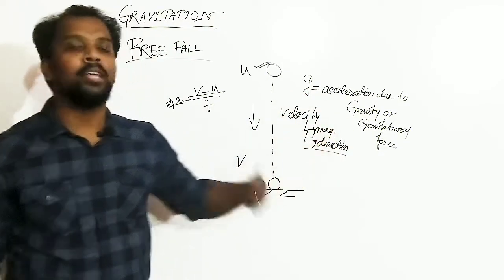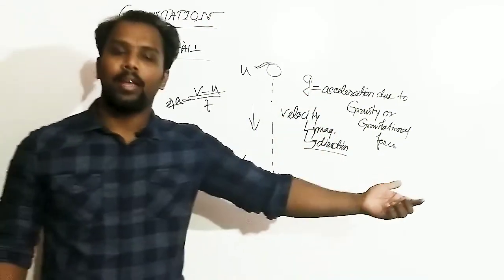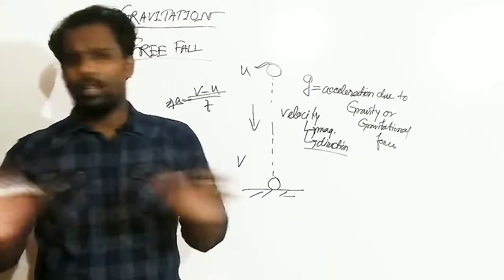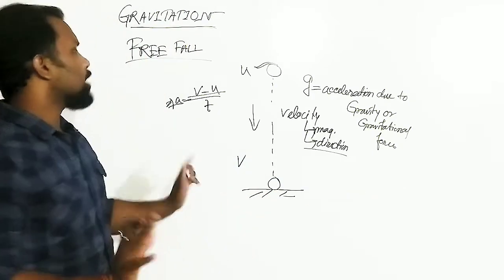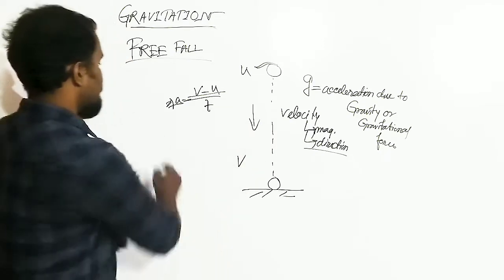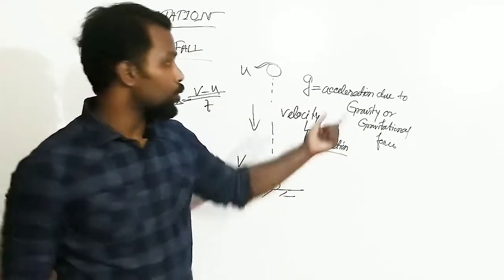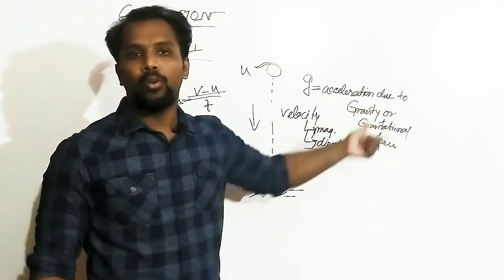It is quite similar to the acceleration that we get in a straight line while moving in a car, or while riding a bicycle or bike. You can consider anything. That acceleration is represented by a. And the acceleration we get due to gravity or gravitational force is represented by small g.